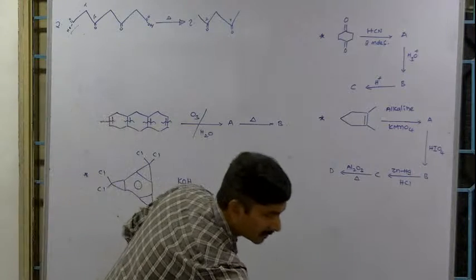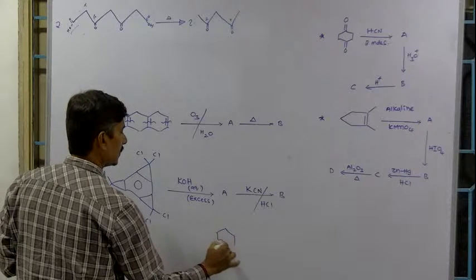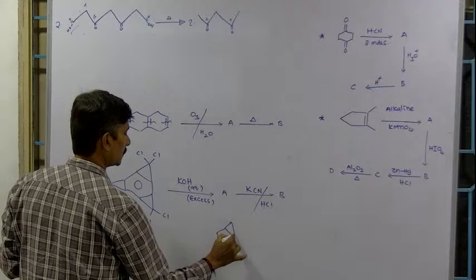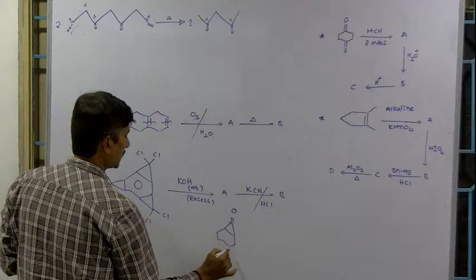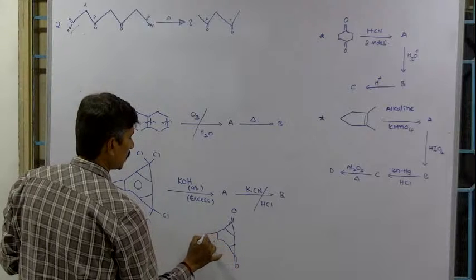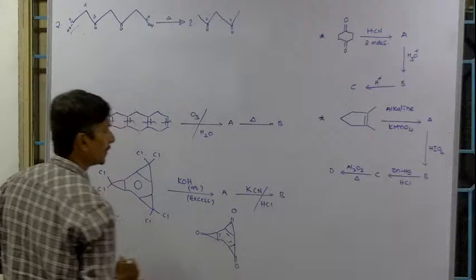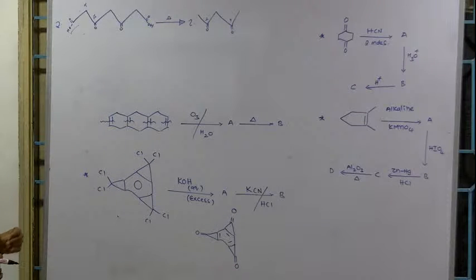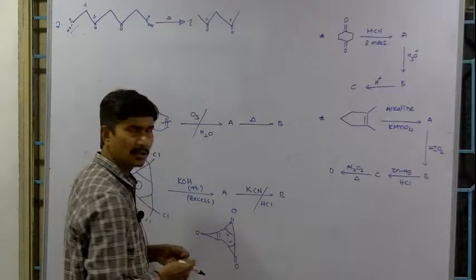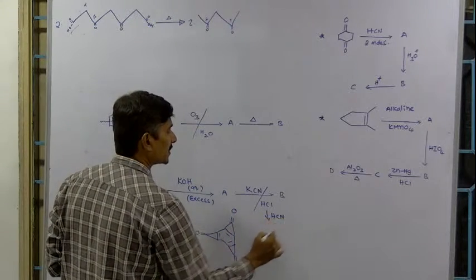Okay, I will tell this third one also. All of you get the A. That means all these chlorine atoms on hydrolysis convert into ketones. That is the A product. The KCN reacting with the hydrogen chloride will convert into HCN. So it is an addition reaction of hydrogen cyanide.